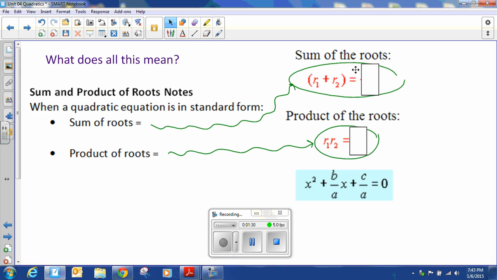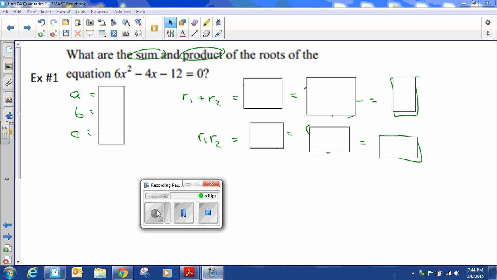So the sum of the roots, R1 plus R2, equals negative b over a. And the product of the roots, R1 times R2, equals c over a. Let's jump in and look at a few examples.